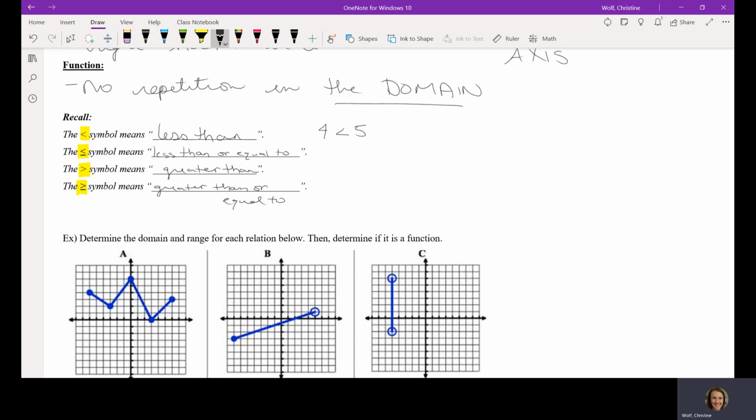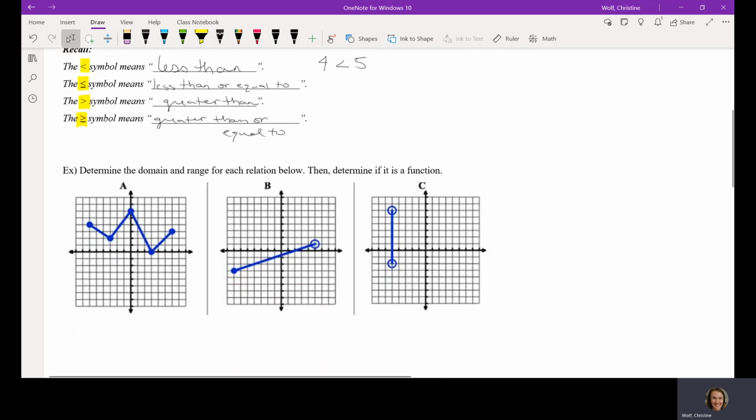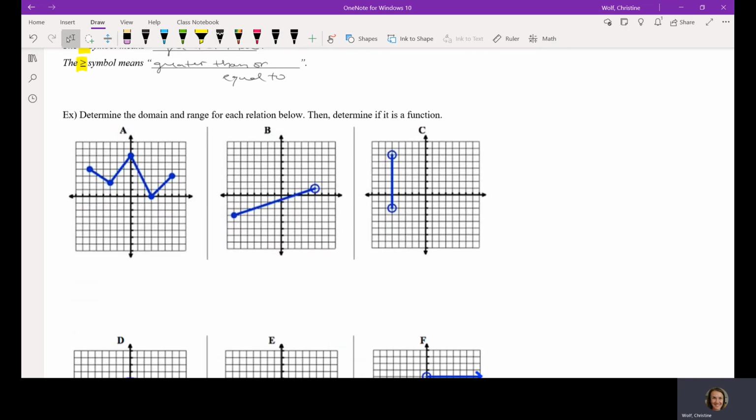All right, let's put our thinking caps on. Because for each one of these graphs here, we have to determine the domain and range. Okay, then we have to determine if it is a function. The way we determine if a graph is a function or not is something called the vertical line test. And I will explain that when we get to it.